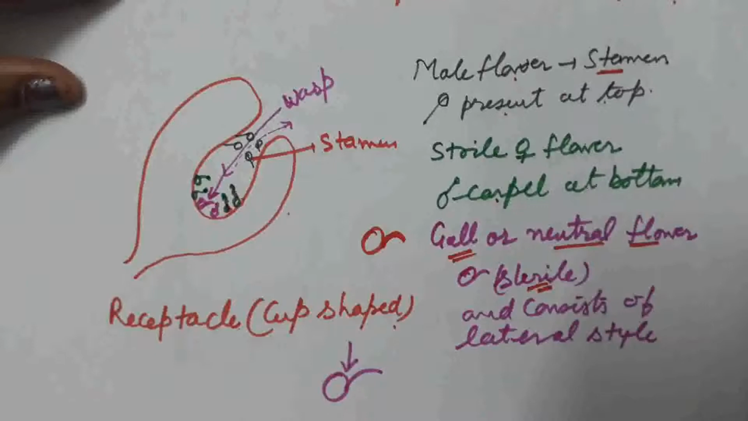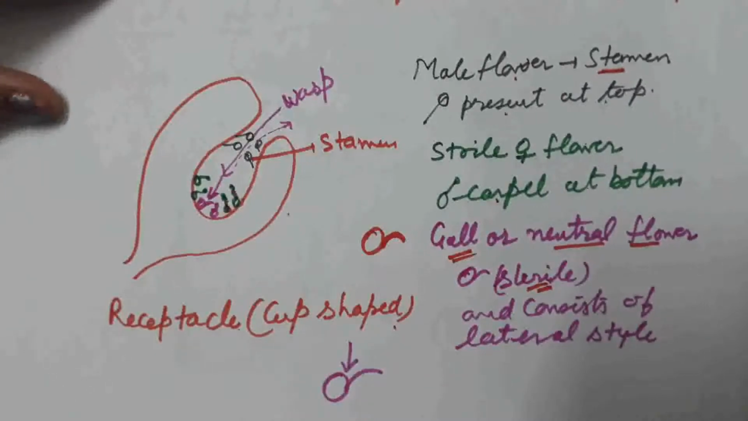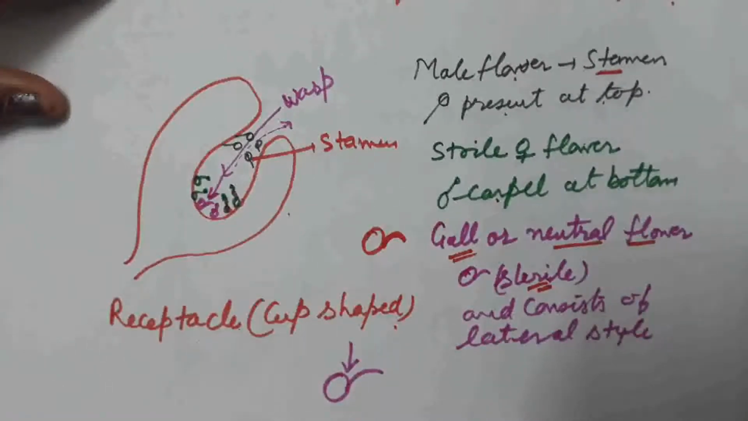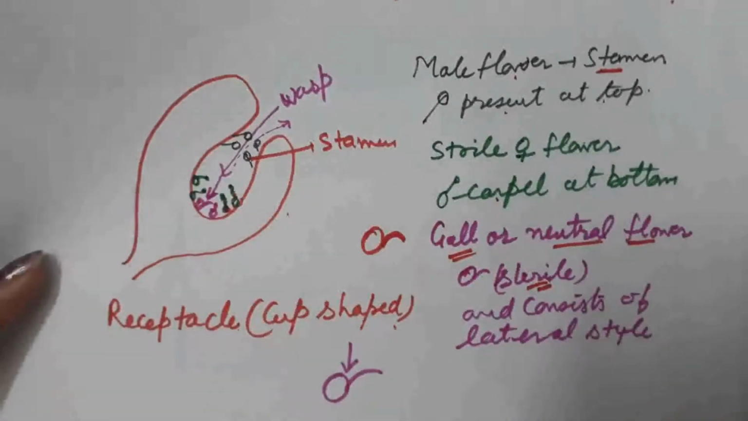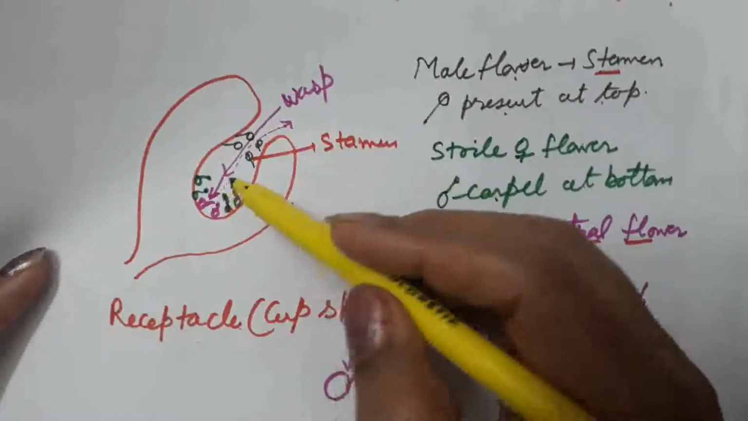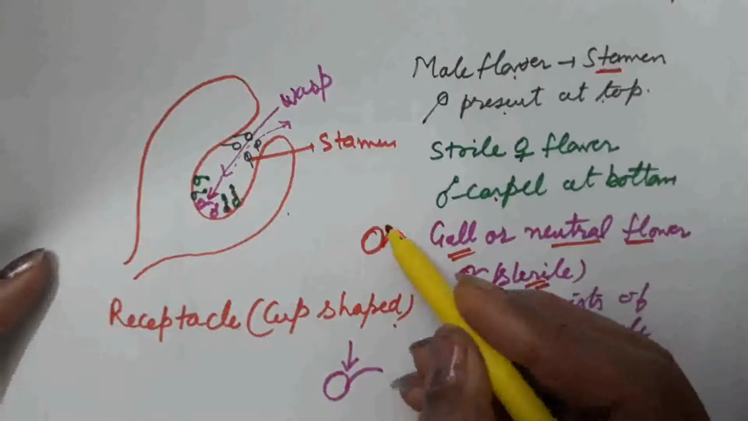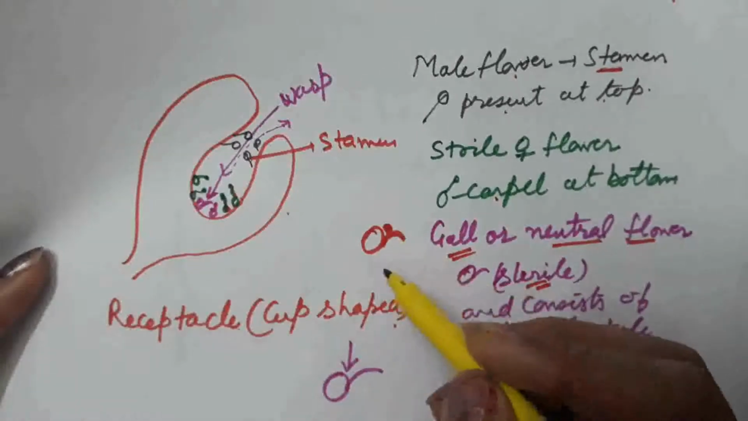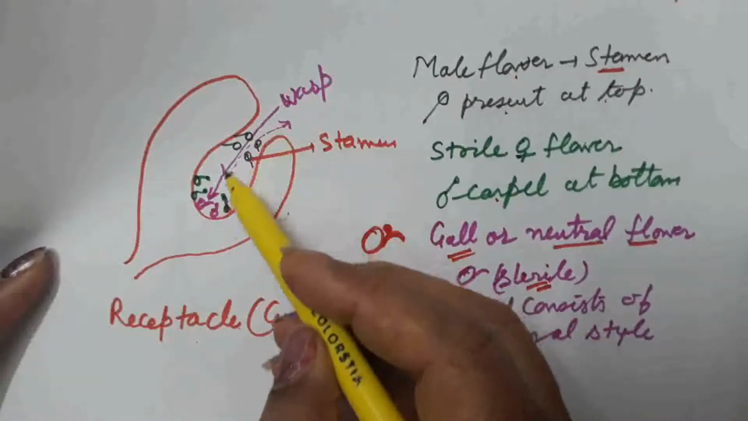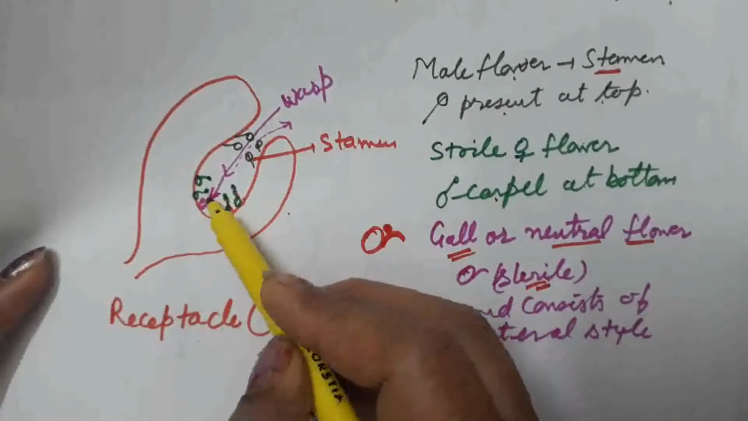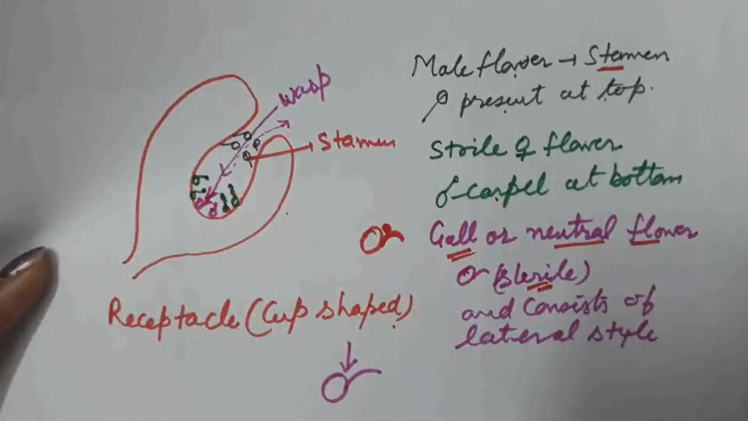Here pollination takes place with the help of a special wasp, that is the Blastophaga wasp. When the wasp visits the flower, it enters inside its cavity and lays its eggs in the depression of this gall flower. When the wasp enters inside this cavity, on this gall flower, it lays its eggs.